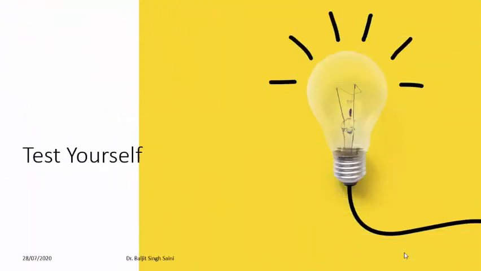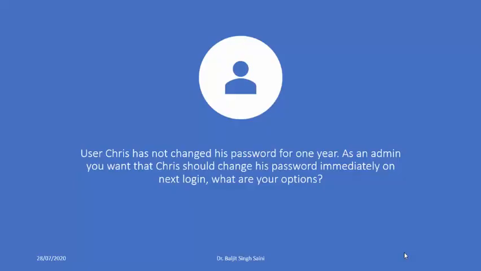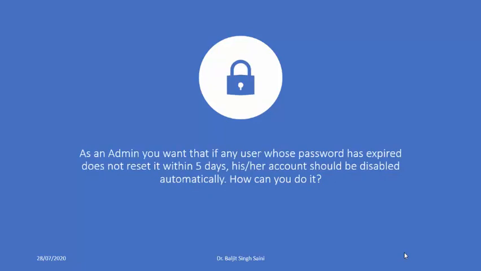I hope that you have understood how to use the password command. So now it is time to test yourself. So the first question is, this is a user Chris who has not changed his password for 1 year. As an admin, you want that Chris should change his password immediately on next login. What are your options? So try it out on your own. The second question is, as an admin, you want that if any user whose password has expired does not reset it within 5 days, his or her account should be disabled automatically. How can you do it?